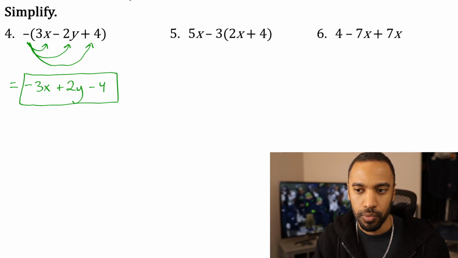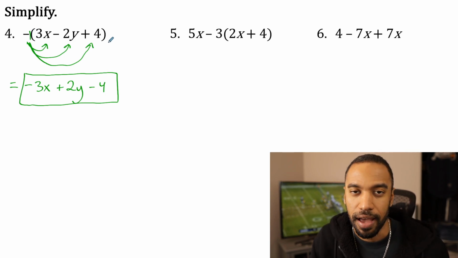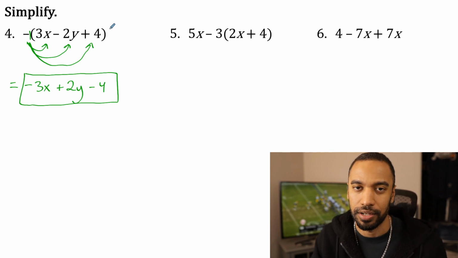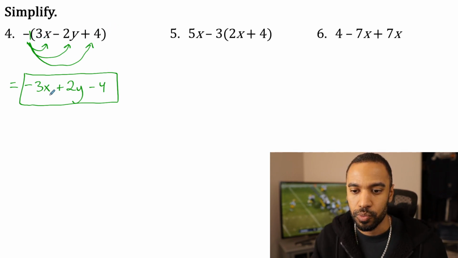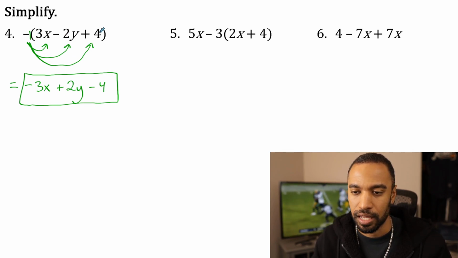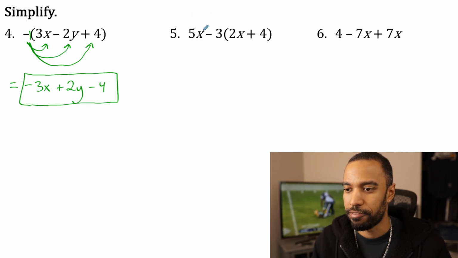If you want to think about it another way, pretend like this number was a negative 1, because that doesn't change my values, and that's essentially what's happening there. It's implied that a 1 is there, and I just go ahead and use that. Negative 1 times 3x is negative 3x. Negative 1 times negative 2y is positive 2y. Negative 1 times 4 is negative 4. That's it. We're simplified.